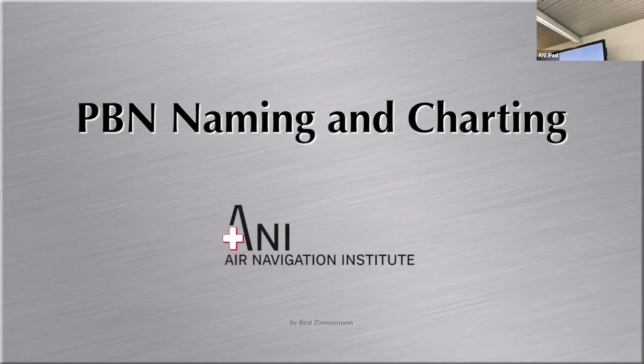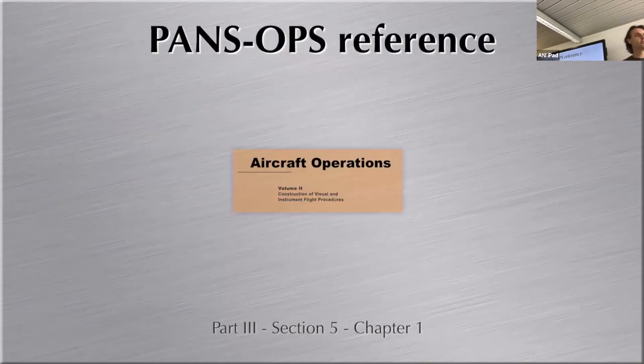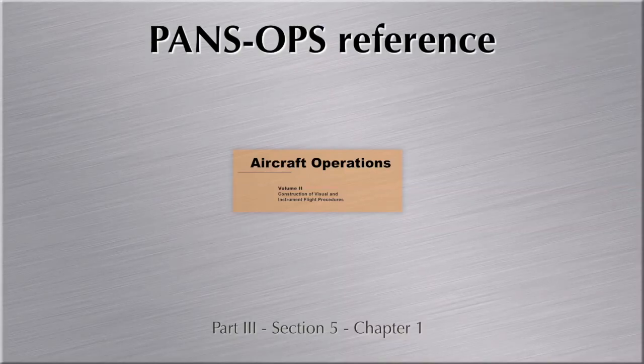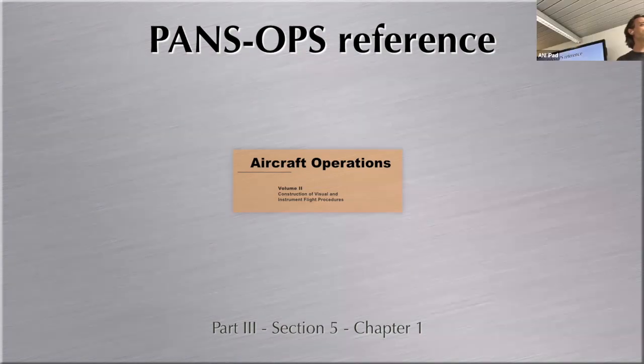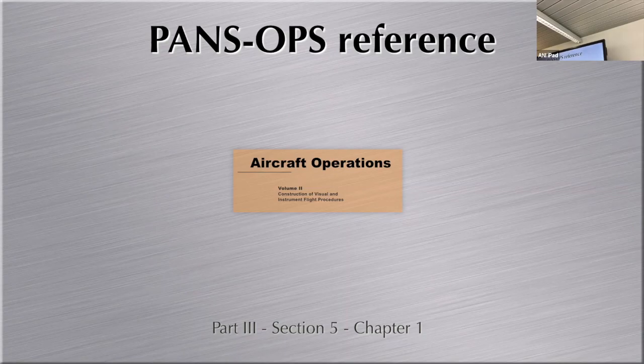So here we go. First of all, the reference of PANS-OPS is part 3, section 5, chapter 1. This is not necessarily giving you much other than this is what was applicable and this is what's going to be applicable, and that's about it. But why we arrive at the point where we are today, that's obviously not visible in that chapter.